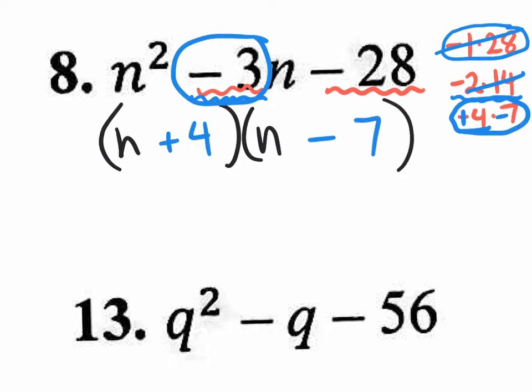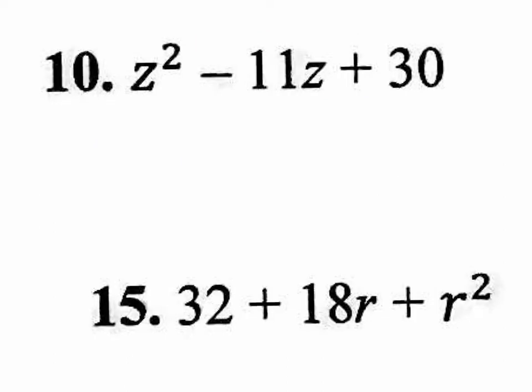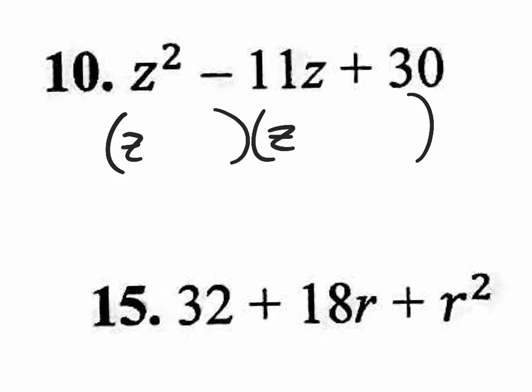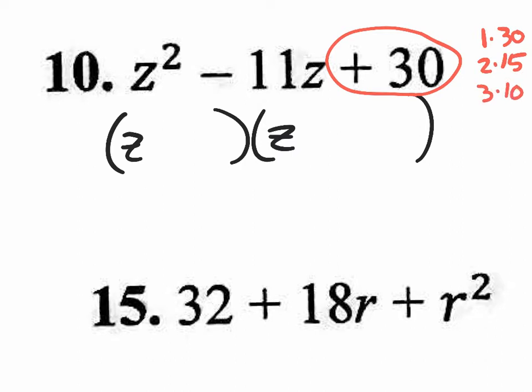Let's move on to number 10. Number 10, setting up the answer format. And then thinking of the multiples of 30. How can I get 30? 1 times 30. 2 times 15, 3 times 10, 4 doesn't work, 5 times 6. Those are all the possible multiplication problems that give us 30.